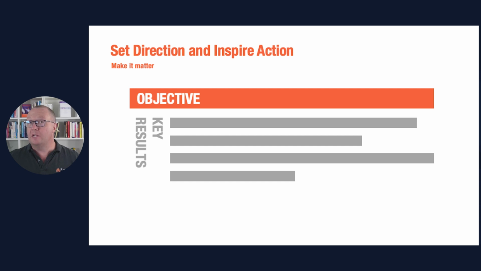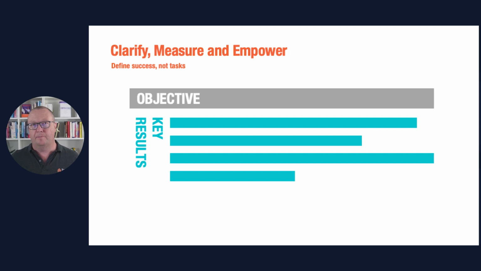Now, if you remember the objective from last session, it's there to set direction and inspire action. It should be memorable, it should matter, and it should come up in conversation easily. It can, however, be quite ambiguous. The objective can be subjective, if you will. That's where key results come in. They clarify, measure, and empower. They don't need to be memorable, but they do need to be clear. The key results should be objective, if you're enjoying that particular play on words.